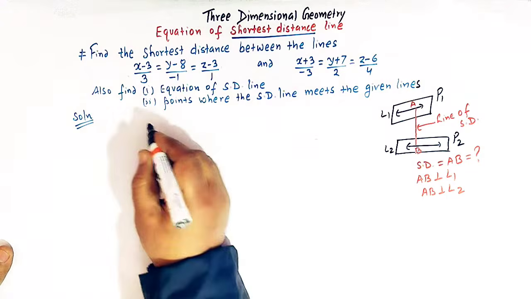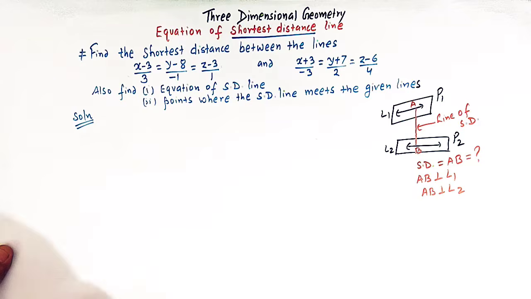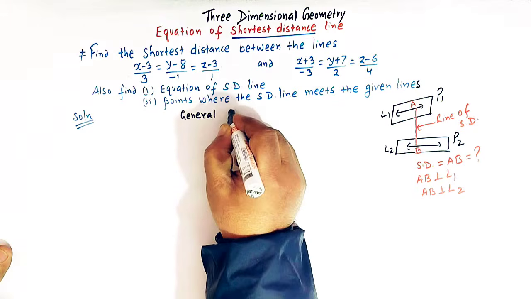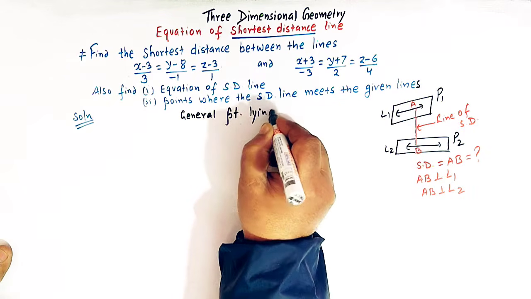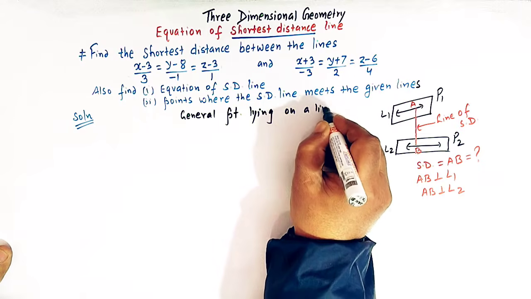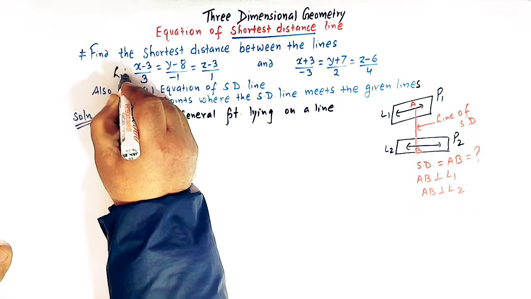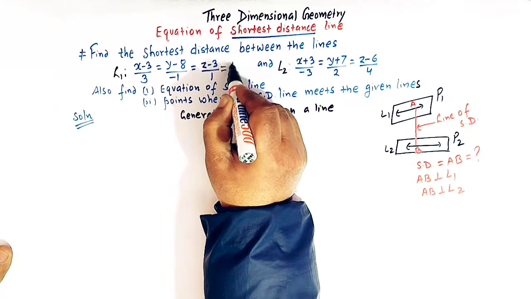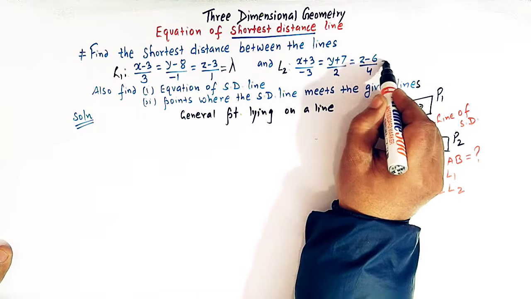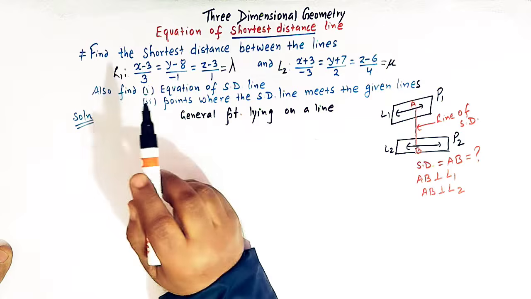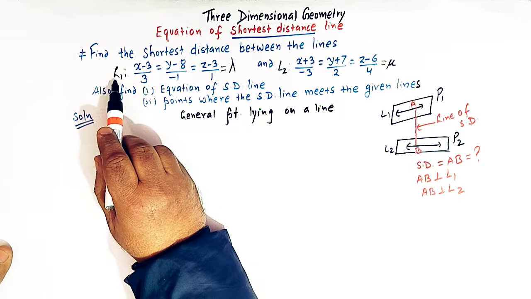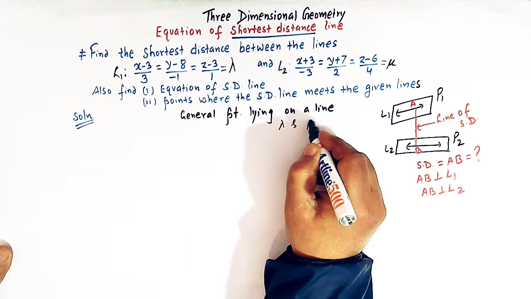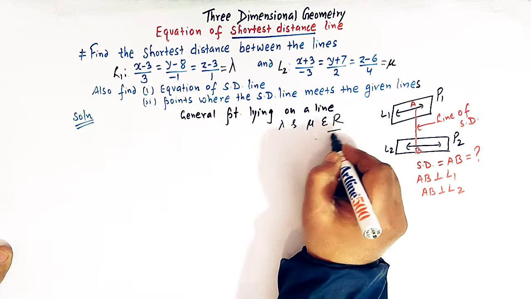So we are going to use the concept of a general point lying on a line. Let us denote this line as L1 and this line as L2. Now let us introduce two scalars, lambda and mu, to get the coordinates of the general point on line L1 and line L2. Here lambda and mu are some scalars.